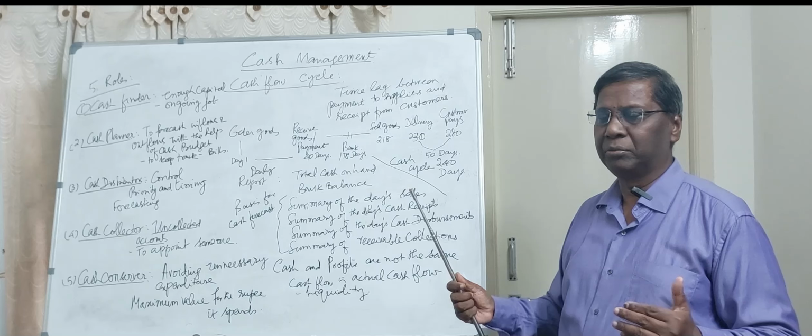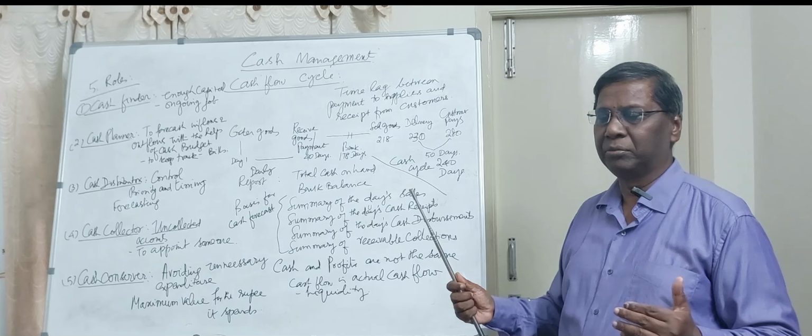Suppose it takes 120 days. Supposing you reduce it to 60 days, then on the 60th day you will get the cash. Then you can spend it on your production. You can pay the bank. Interest will be reduced. Otherwise, you will be unnecessarily paying interest, and you will not be able to cater to the requirements of the business.